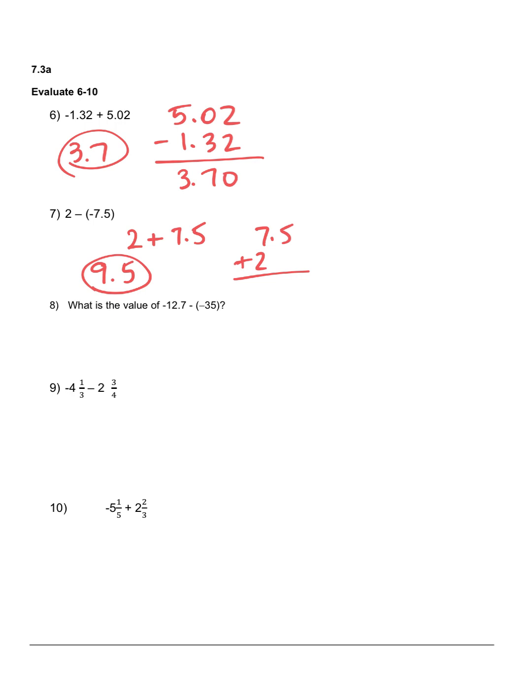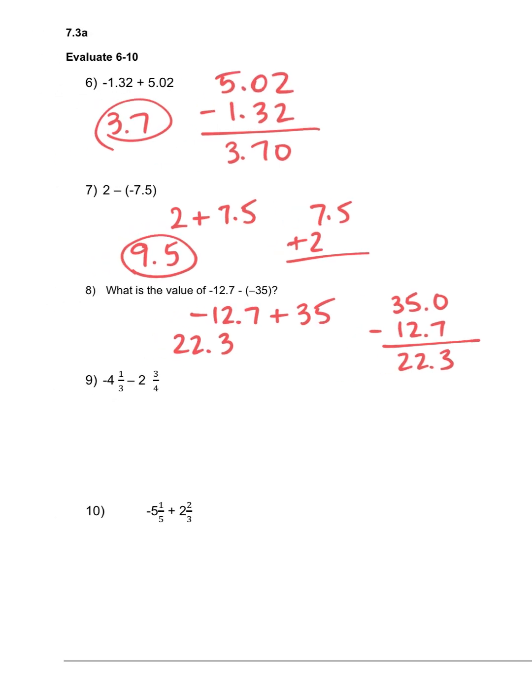Circle that up. Again, negative 12.7, keep, add, opposite. I have more positives than negatives, so I'm going to have a positive answer, and I just need to compare the absolute values. And when I subtract this, I get 22.3. Next, 4 1/3 minus 2 3/4.